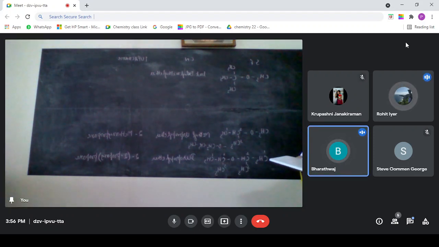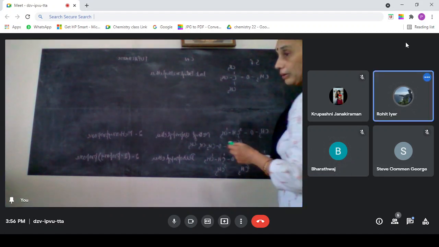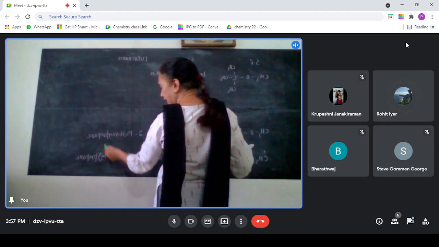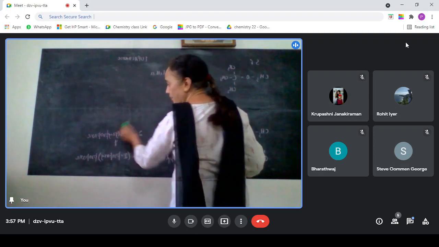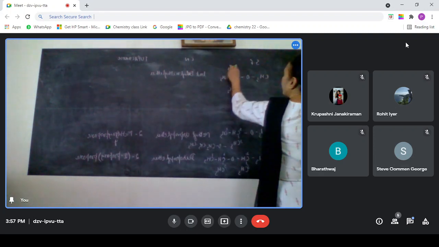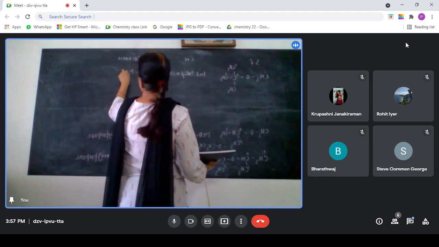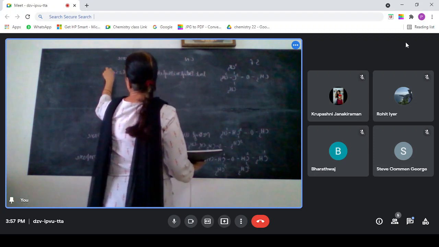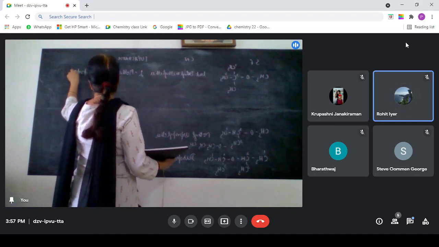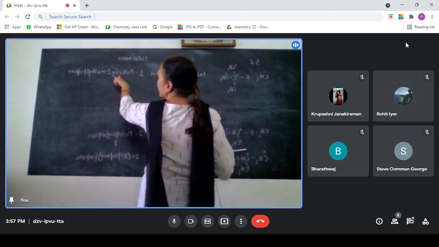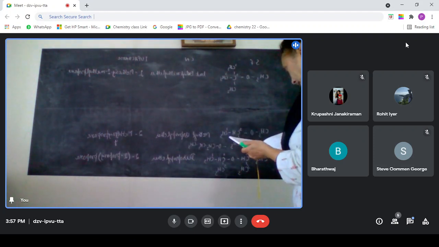Auntie, longest chain, methyl only. 2 methoxy propane. See, methoxy, methyl. Third word is Y there. Correct? So this will come first. 1, 2, 3. So it will be 2 methoxy 2 methyl propane. Meth is common, but after meth, here it is O and here it is Y. So that will come first. Very good, Rohit. Excellent.